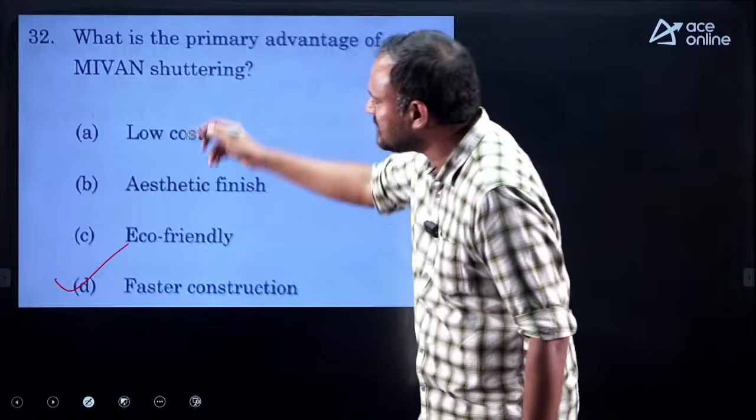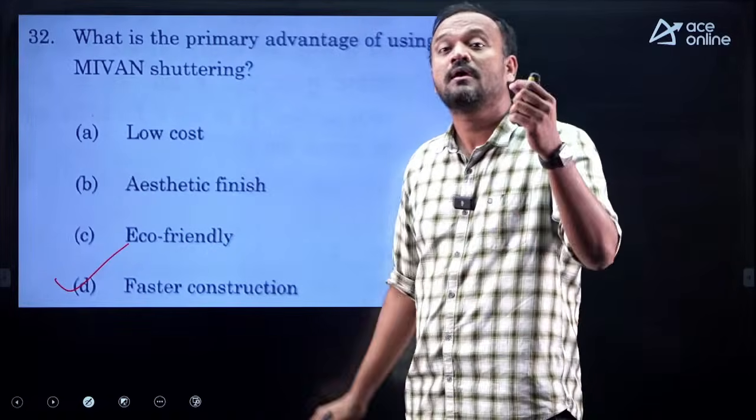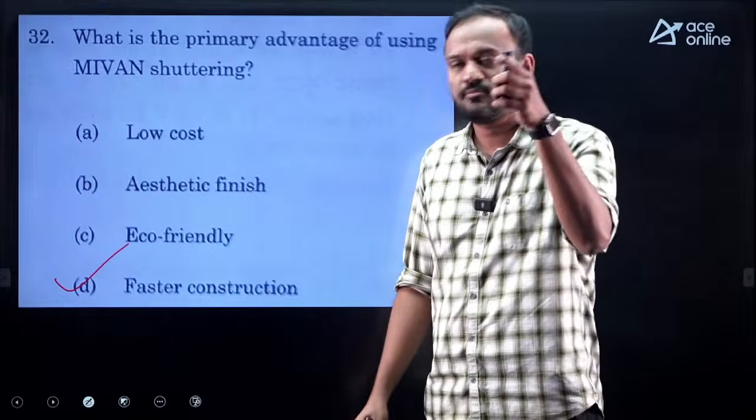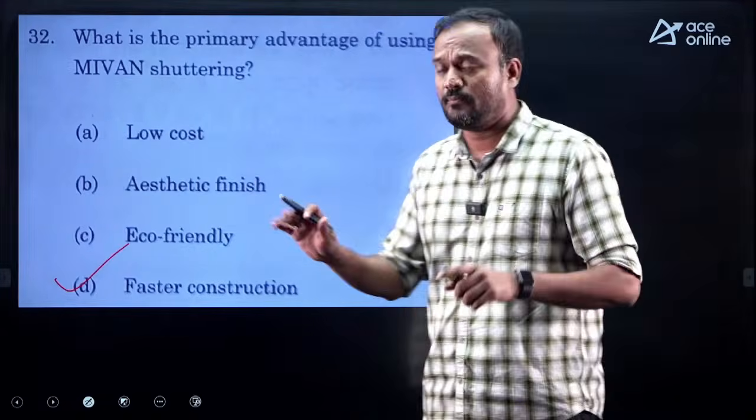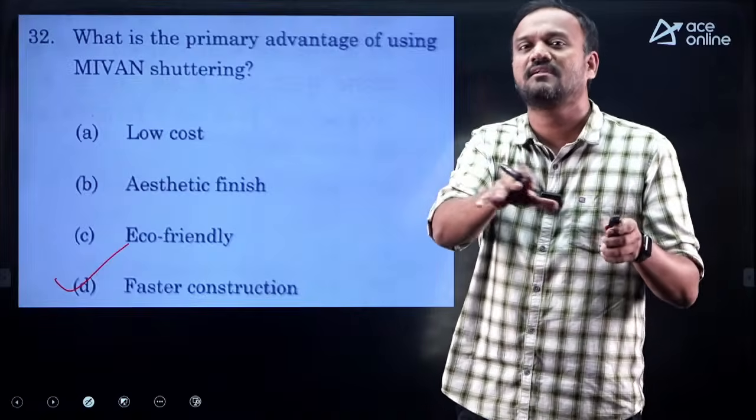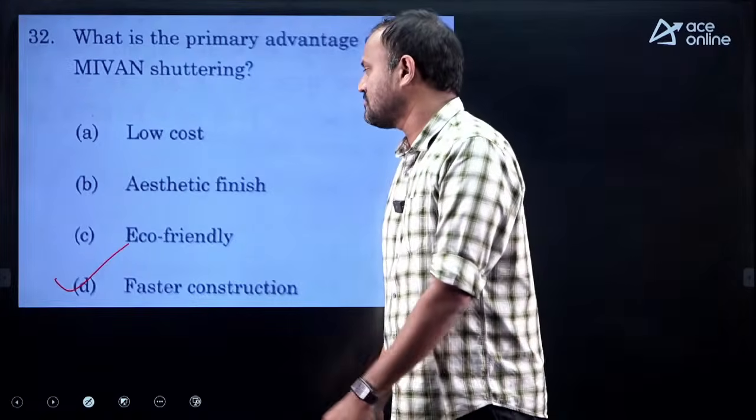Yes, all these advantages are correct. It is eco-friendly because repetitions are more, aesthetic finish, yes, smoother finish, low cost, yes, all are true, but the main reason is faster construction, which is not there in other shuttering systems.